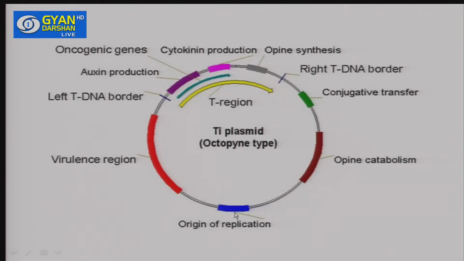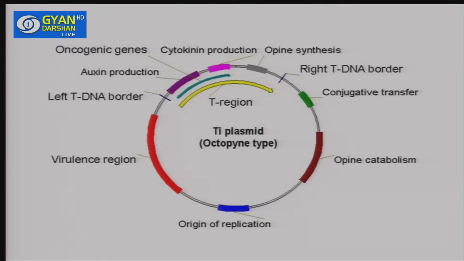The origin of replication allows the vector to multiply within the host cell. And a very, very important component, which we will focus on in detail, is the virulence region. That means it has almost 8 virulence genes, or the VIR genes. These VIR genes act from outside. That is, they allow the tDNA region to gain entry into the plant cells, but they themselves do not get entry into the plant cell.